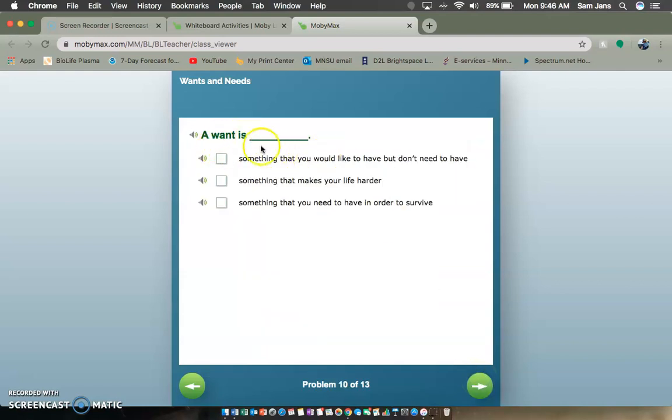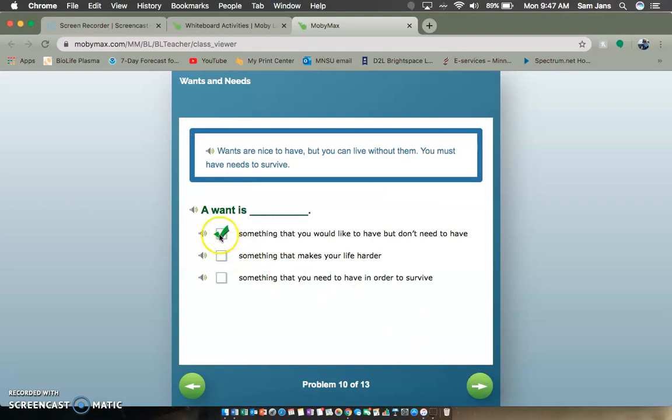We don't need them to live, but they do make our life a little bit easier. So a want is something that you would like to have but do not need to have, something that makes life harder, or something that you need to have in order to survive. Well, we know this last one was the definition for a need, so we know it's not going to be that one. Does a want make your life harder? Does a computer and a tablet make your life harder? No, it makes your life easier a lot of times. So that just leaves us with this one right here. A want is something that you would like to have but don't need to have. Yep, so wants are nice to have, but you can live without them. You must have needs to survive.